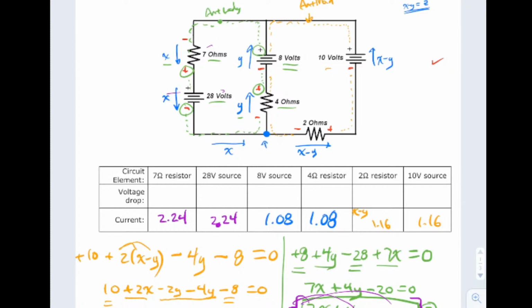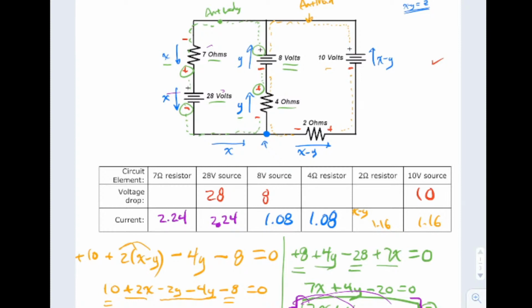Now we want to get some volts. Finish up with some volts. The easiest volts to do are the sources. A 28 volt source has 28 volts. An 8 volt source has 8 volts. A 10 volt source has 10 volts. That's just the way those work.